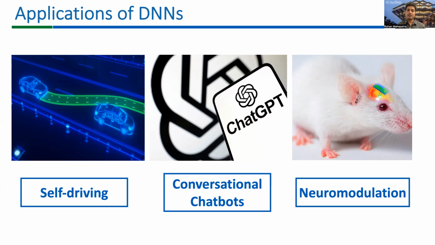A third application of deep neural networks is neuromodulation, where DNNs alongside other DSP or digital signal processing kernels can help design and optimize devices that can stimulate or inhibit neural activity for treating neurological disorders such as epilepsy, Parkinson's disease, and depression.